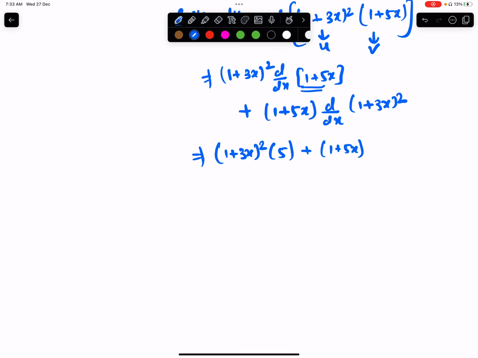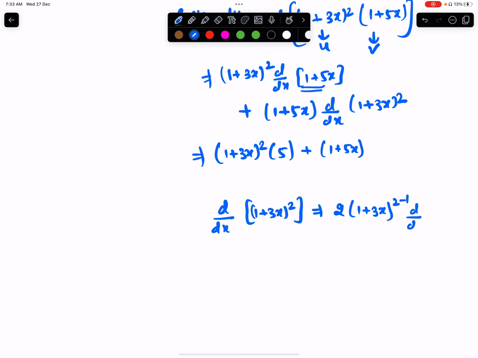Now how will we differentiate this? Let's see. Here we will solve the derivative of 1 plus 3x square separately to understand it better. So d by dx of (1 plus 3x) square is equal to 2 (1 plus 3x) to the power 2 minus 1, d by dx of (1 plus 3x).